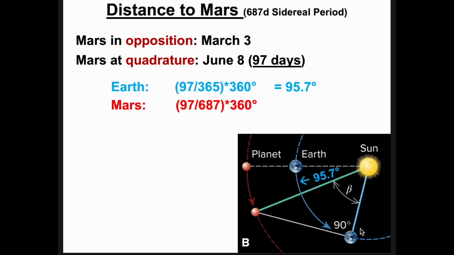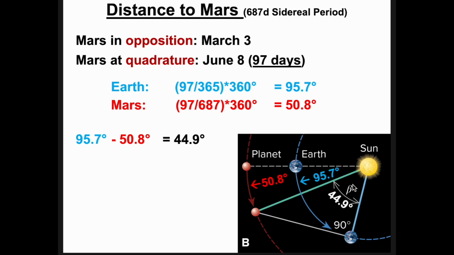How about Mars? It also went 97 days, but its year is 687 days. So 97 divided by 687 times the 360 degrees of a circle, Mars has only traveled 50.8 degrees in the same time we went 95.7 degrees. So the difference between 95.7 and 50.8, that's 44.9. That is this angle right here, the angle that we can't directly measure because we don't live on the sun.